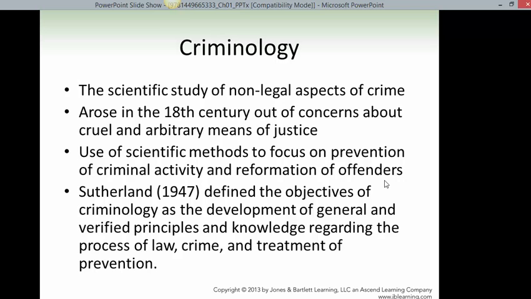Criminology, the scientific study of non-legal aspects of crime, arose in the 18th century out of concerns about cruel and arbitrary means of justice, use of scientific methods to focus on prevention of criminal activity and reformation of offenders. Sutherland defined the objectives of criminology as the development of general and verified principles and knowledge regarding the process of law, crime, and treatment and prevention.